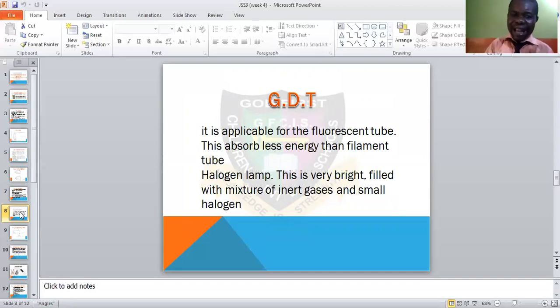Then another one is the halogen lamp. This one is very bright. I think we have it at the door. We have some in some offices there, and some people put them outside the door like a street light. That's what we call the halogen lamp. It's very bright, filled with a mixture of inert gases. You were taught this in chemistry. Inert gases and halogen are mixed with it. It is very, very bright.